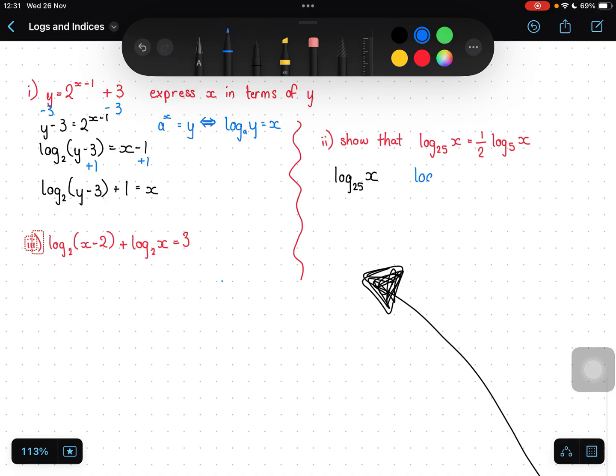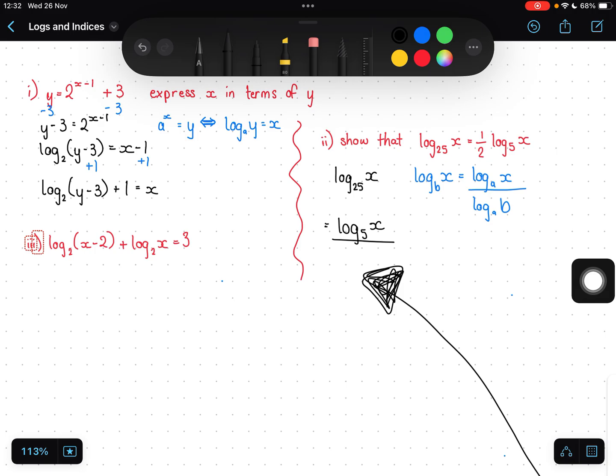So it's that if I have log with a base B of x, that is the same as log with any base, so A, of the bigger number, so x, and then log with that same new base A of the smaller, what used to be the base, so B. So I can rewrite this with my new base so that it is equal to log with a base 5 of what was the big number, so x, all over log with a base 5 of 25.